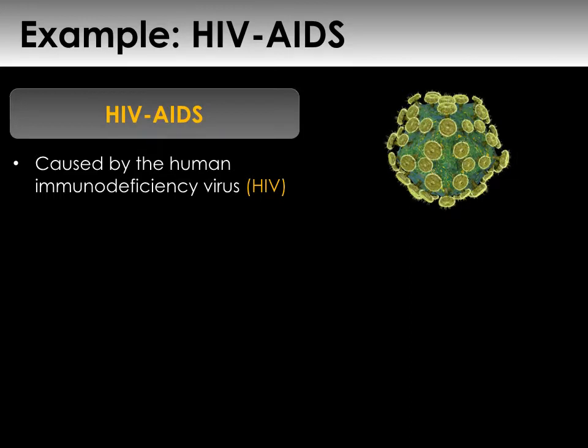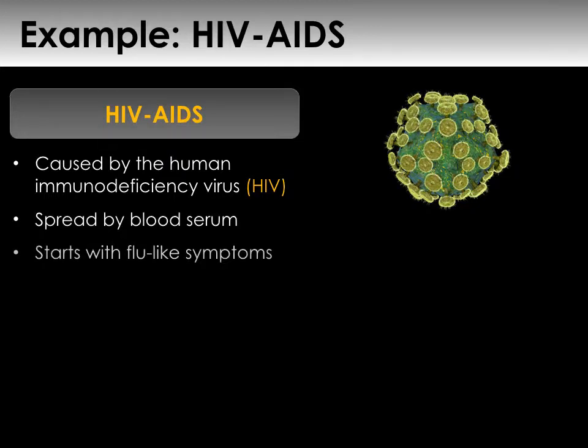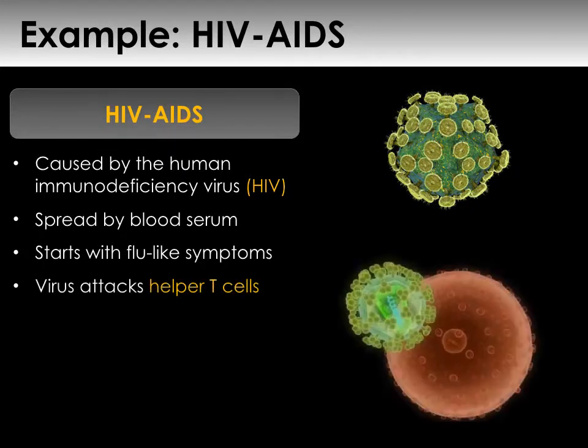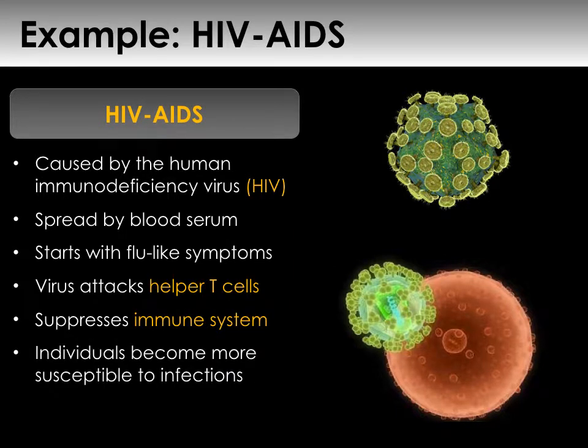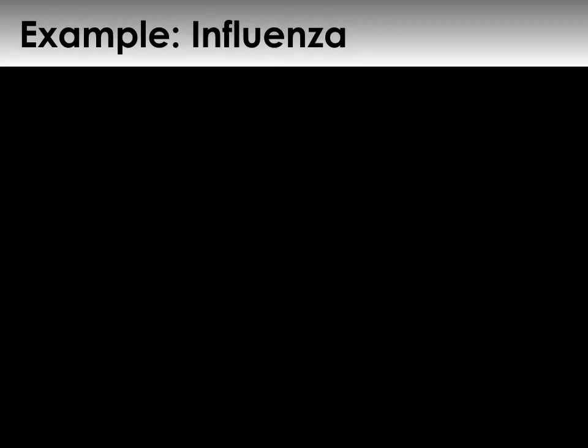Some examples here: HIV/AIDS is caused by the human immunodeficiency virus, or HIV. It's spread by blood serum. It starts with flu-like symptoms. The virus specifically attacks helper T cells of the immune system, which causes a suppression. This allows for individuals to become much more susceptible to infections, and currently there's no cure or vaccine.